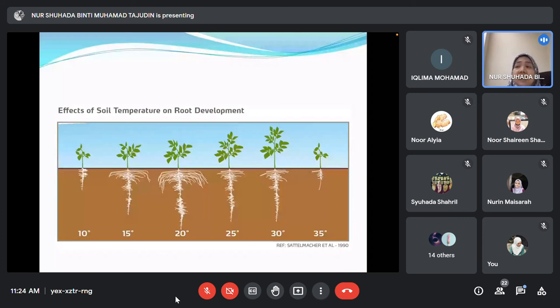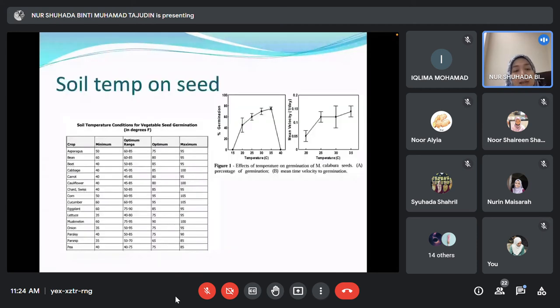And soil, dia act as a macam sponge kan? Dia serap haba tu. So this is the same, as I mentioned, it has different temperature conditions. Kalau you nampak, cucumber is around 60 to 95 Fahrenheit. So different types of crops require different temperatures.